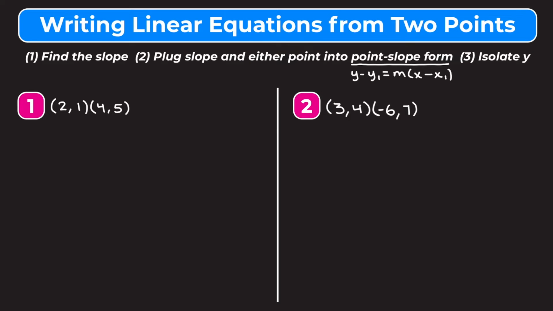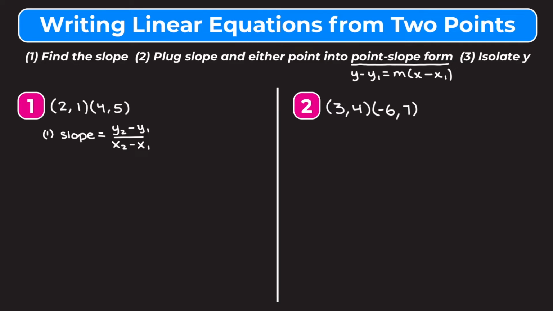So let's jump into number 1. So we want to find the equation of the line that passes through the points (2, 1) and (4, 5). So step 1, we want to find the slope. So remember, slope is equal to the change in the y's over the change in the x's. So we could write it as y2 minus y1 over x2 minus x1.